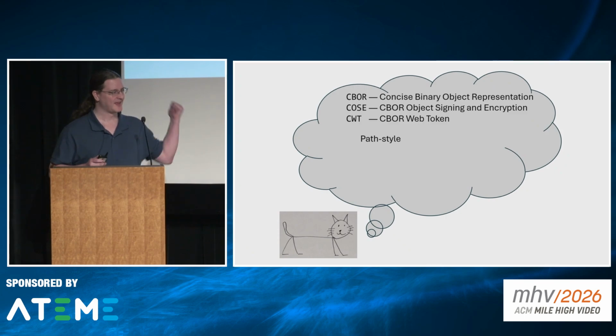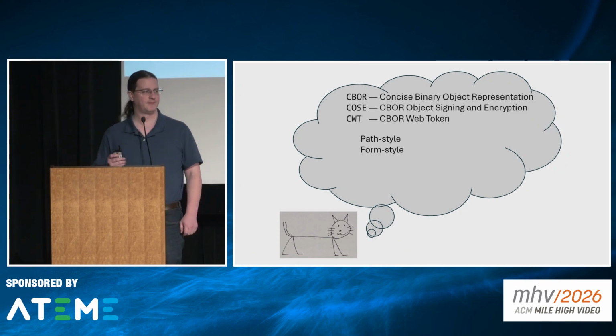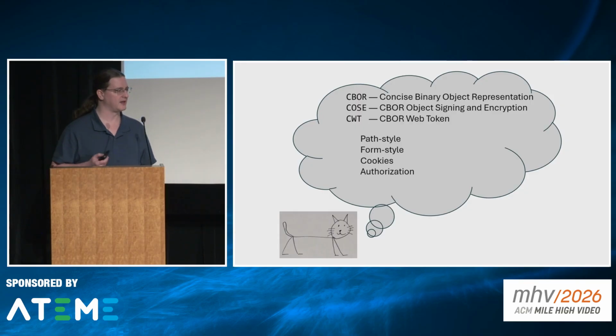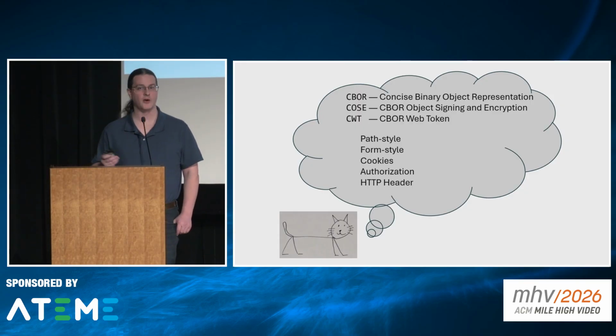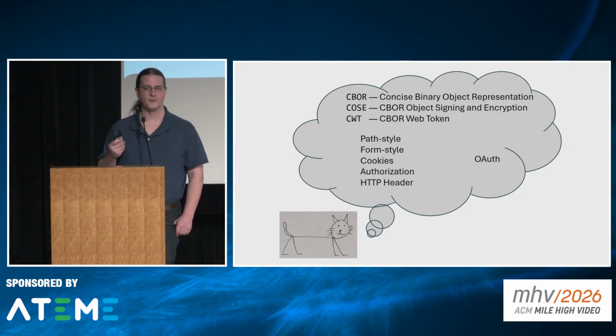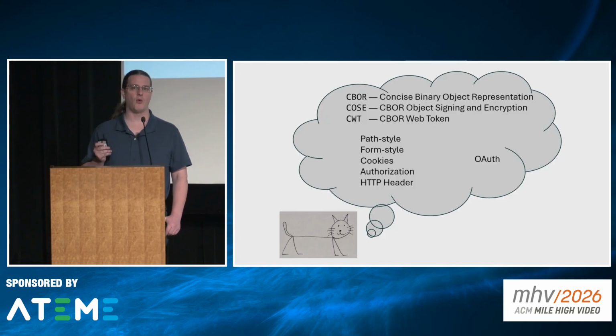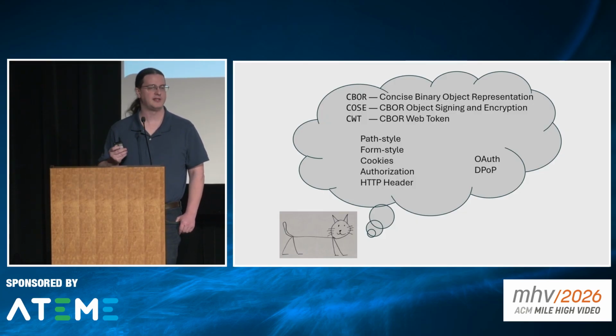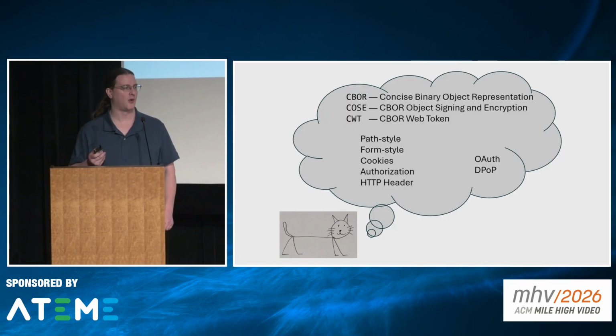They can go in the path. They can go in the query. They can go in cookies. They can go in the authorization header. They can go in HTTP headers. We built them with compatibility for OAuth. They are a valid OAuth bearer token. We built them with compatibility with DPoP, which is for OAuth.